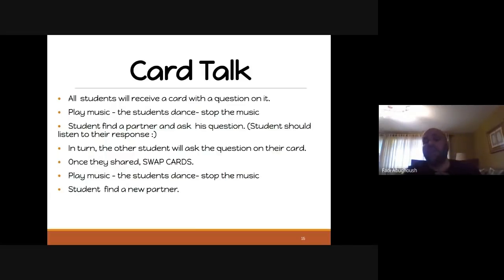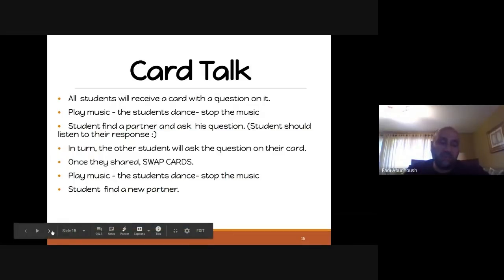Then again, they will find another partner and continue, for example, for 15 or 20 minutes. The nice thing is that you make sure everybody is asking each other, so each student will ask at least 10 questions. Okay, so this is the card talk. Next.